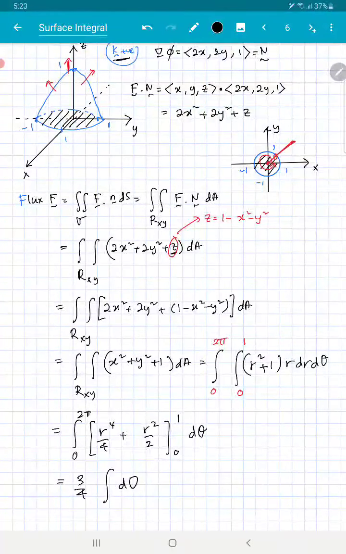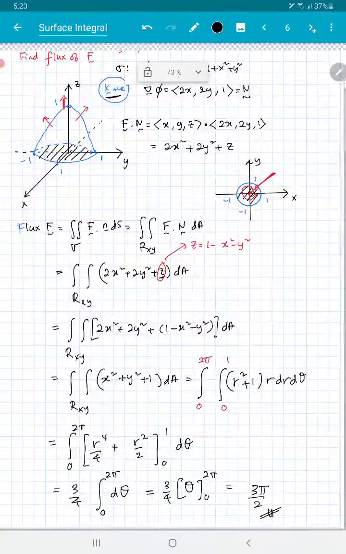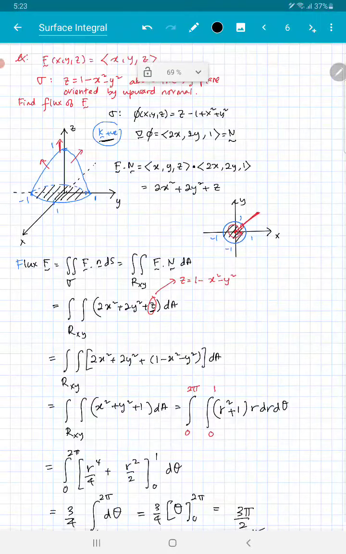Now integrate d theta from 0 to 2 pi. So we have 3 over 4 theta, from 0 to 2 pi. So from here we get 3 pi over 2. So that is the flux of F. Okay, thank you.